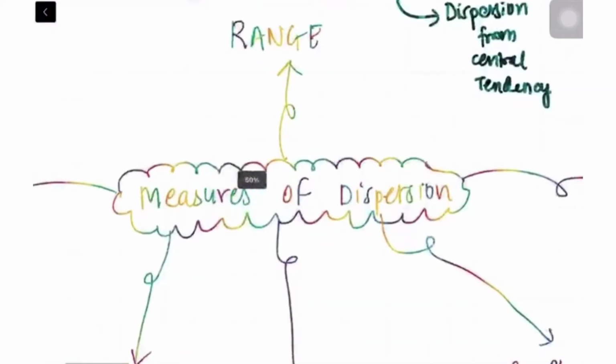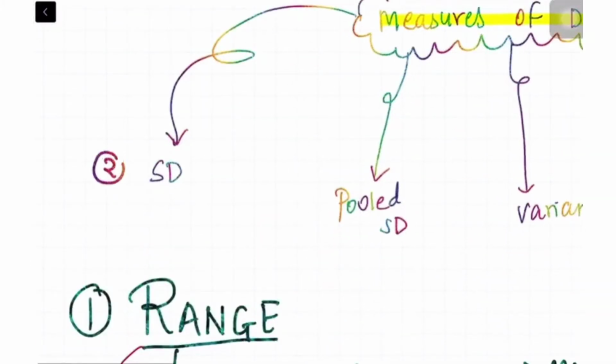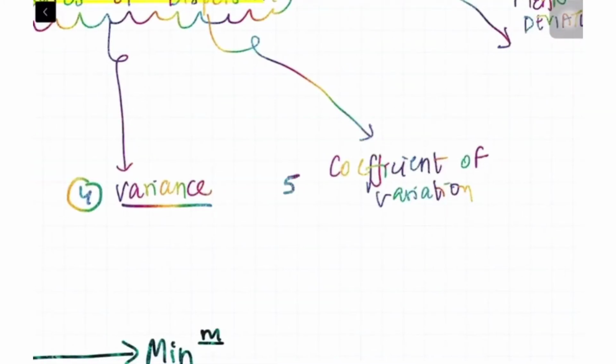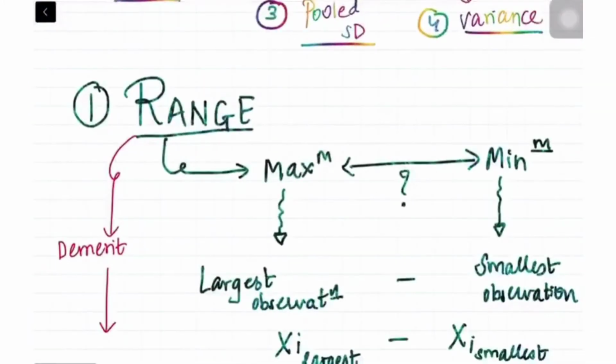Okay, so these are the measures of dispersion. Which are they? First one is the range. Second one is the standard deviation. Third is pooled standard deviation. Fourth is variance. Fifth is coefficient of variation. Sixth is mean deviation. Okay, so range.